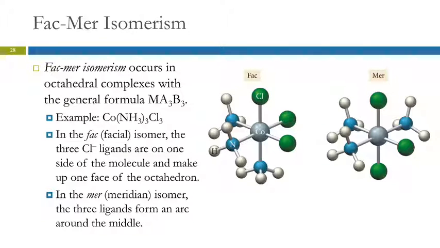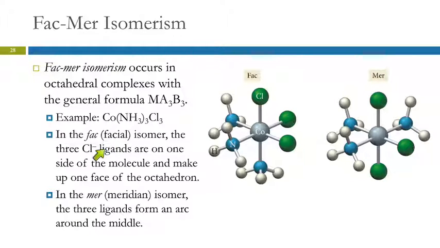Then we have Fac-Mer isomerism. This happens in octahedral complexes where you've got 3 ligands of one kind and 3 ligands of another kind. It has to do with the equatorial positions and the axial positions. So that's not the best explanation. Let's go with this one.